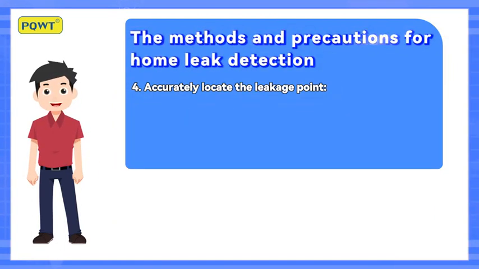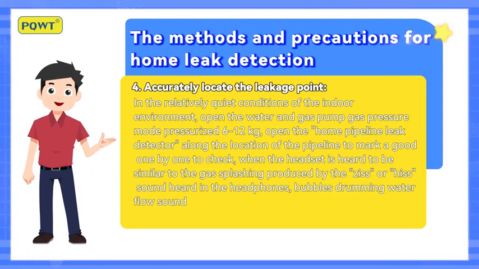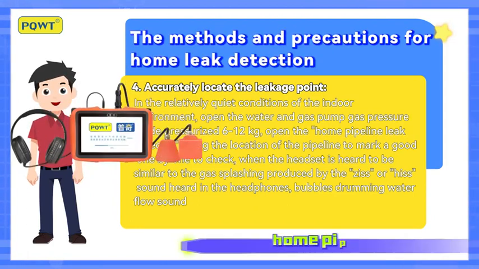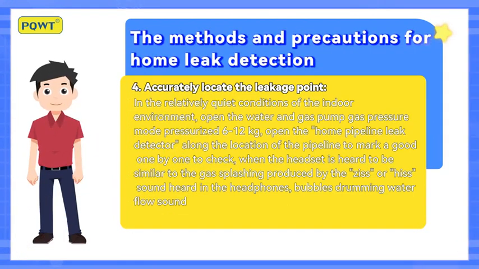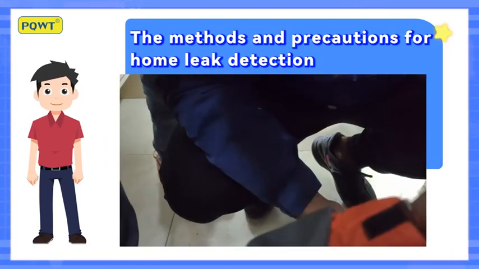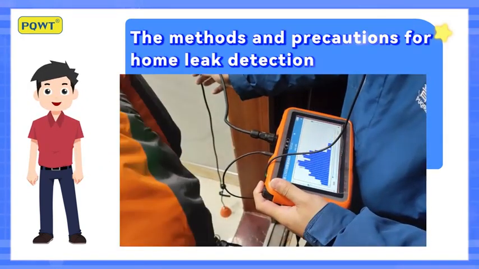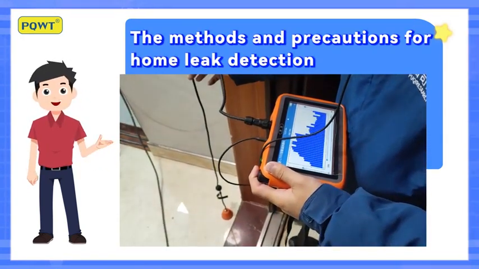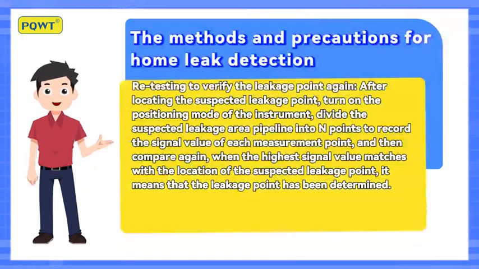4. Accurately locate the leakage point. In the relatively quiet conditions of an indoor environment, turn on the water and gas pump in gas pressure mode, pressurizing to 6 to 12 kilograms. Use the home pipeline leak detector along the marked location of the pipeline to check one by one. When the headset picks up a sound similar to gas splashing or hissing, or bubbles drumming as water flows out, and the sound level is significantly higher than in other areas, while the spectrum signal on the instrument screen is significantly higher than the rest, the suspected leakage point has been localized. Retest to verify the leakage point again.